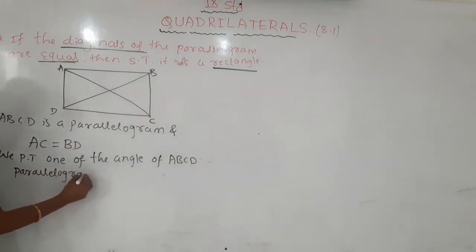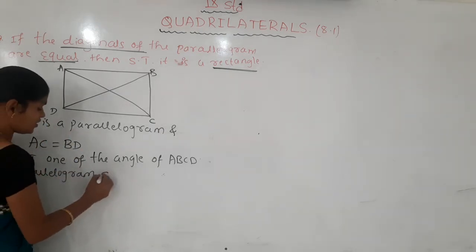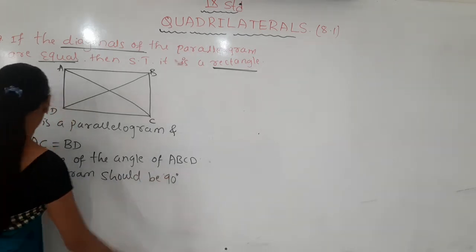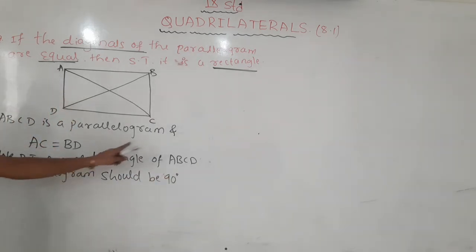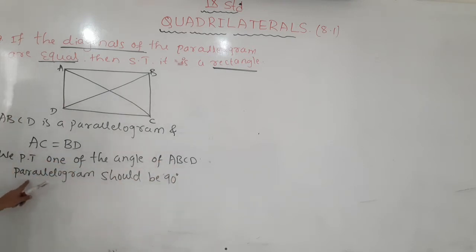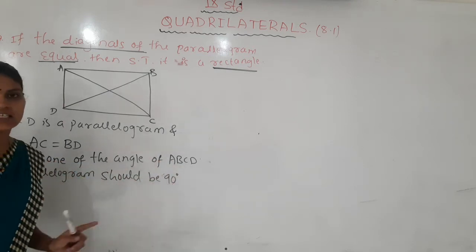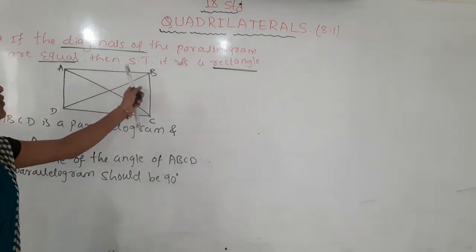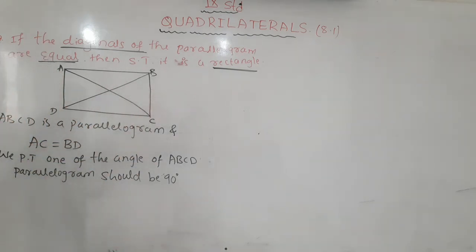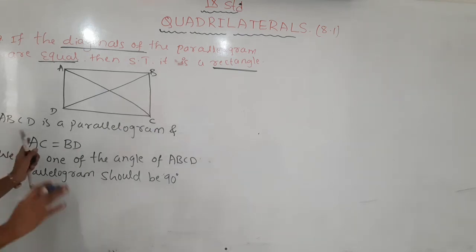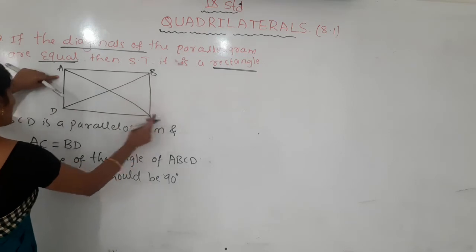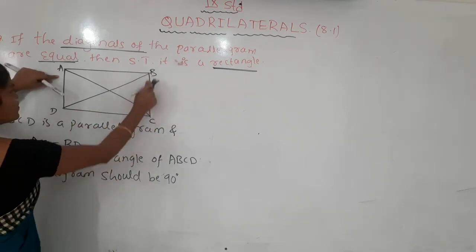Parallelogram should be 90 degree. Yes, so what we have to prove? One of the angles of the parallelogram ABCD should be 90 degree. If one of the angles is 90 degree, then we can conclude this is a rectangle. So first, here I will take the triangle ABC and triangle DCB.